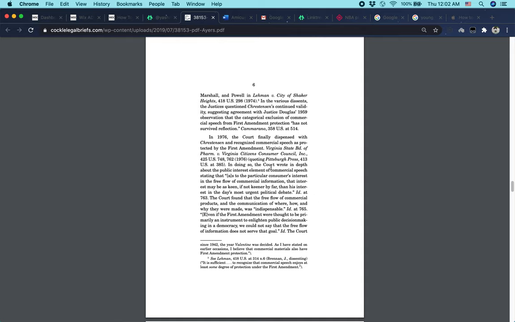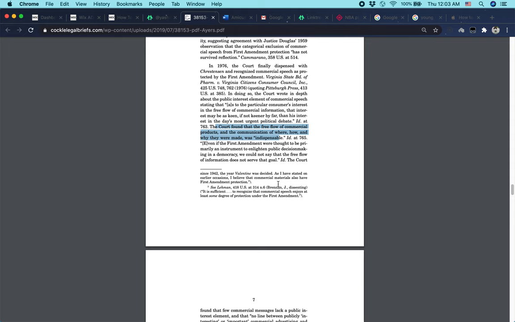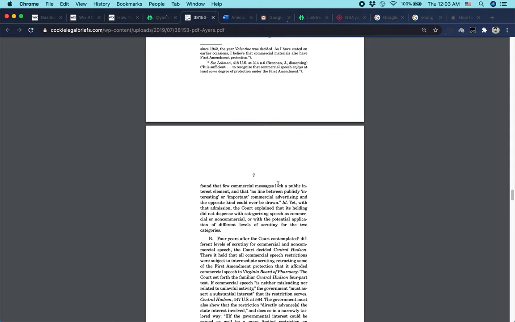For example, here in the case of Virginia State Board of Pharmacy versus Virginia Citizens Consumer Council Incorporated, quoting the Pittsburgh Press, it said the Court wrote in depth about public interest elements of commercial speech, stating that a particular consumer's interest in the free flow of commercial information may be keen, if not keener, by far. The court found that the free flow of commercial products and the communications of where, how, and why they're made was indispensable. So basically, they're using this evidence to support their argument on their contention level.